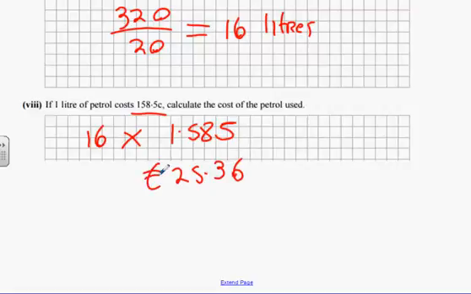What page are we on here, guys? 13 of 23. Sorry? 13 of 23, yeah? Now we're on 14 of 23.